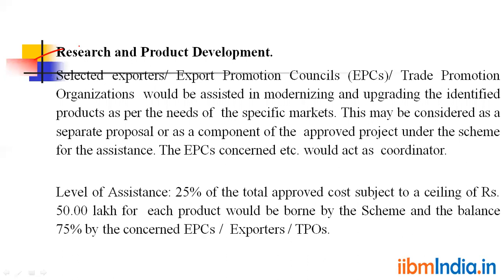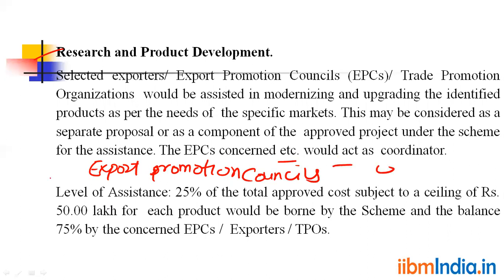Selected exporters, export promotion councils, trade promotion organizations would be assisted in modernizing and upgrading the identified product as per the needs of a specific market. This may be considered as a separate proposal or as a component of the approved project under the scheme for the assistance. The EPCGs, export promotion councils concerned, etc., would act as a coordinator.